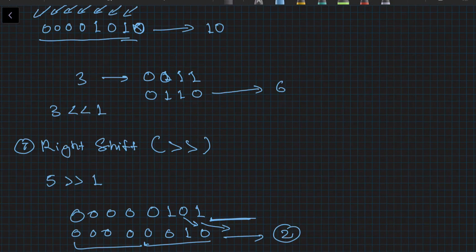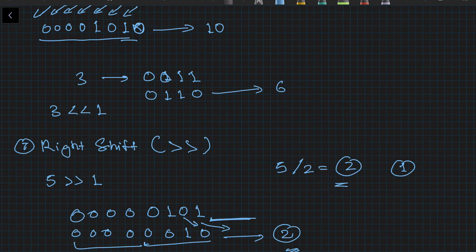So how is it going to work? 5 divided by 2 gives us 2 with a remainder of 1. So if we divide the number 5 by 2, the value that we are going to get is 2. So right shift is basically used to perform division operations, and left shift is used to perform multiplication operations.